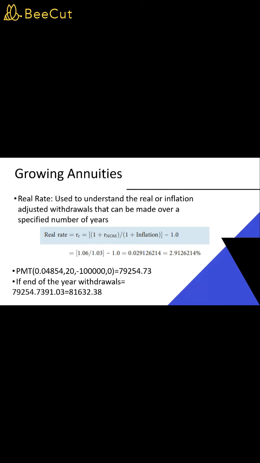The way you calculate this is you say, 1 plus the nominal interest rate divided by 1 plus the inflation rate. And then you take all of this amount and you subtract 1 from it. And that will give you the exact inflation adjusted real rate of return that you're making. If you wanted to calculate this in Excel, that can also be done.